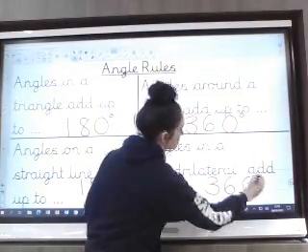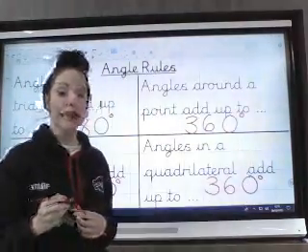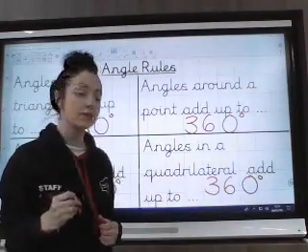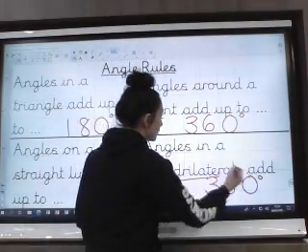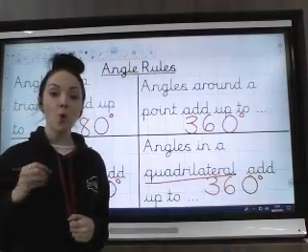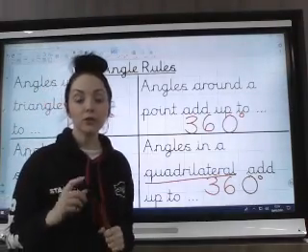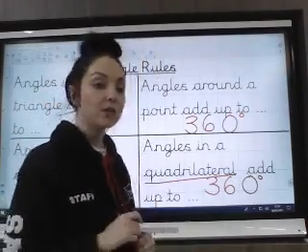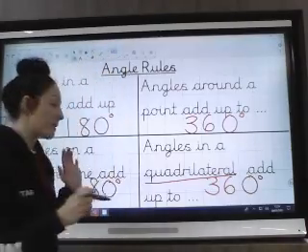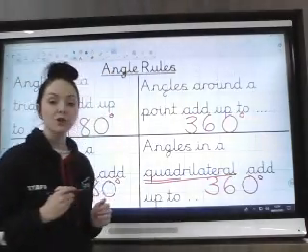We've not been over this one recently. So angles in a quadrilateral always add up to 360 degrees. Now a quadrilateral is a four-sided shape. That's something that you need to try and remember for today. And the way I always remember that is the word quad.